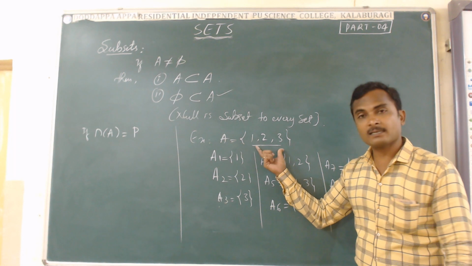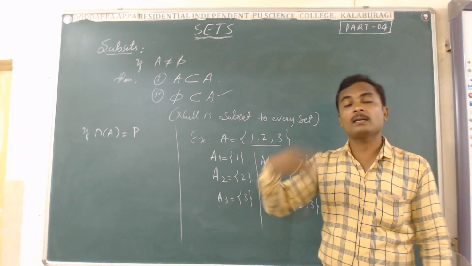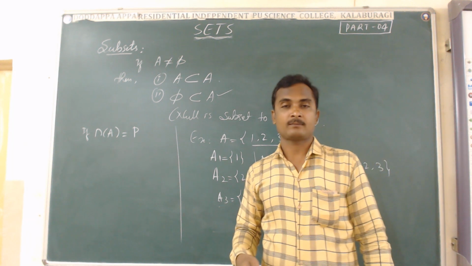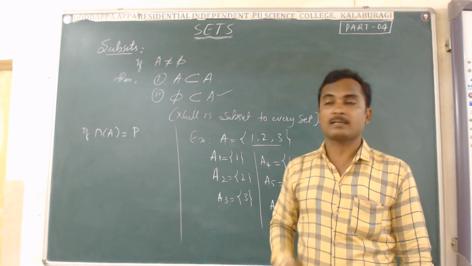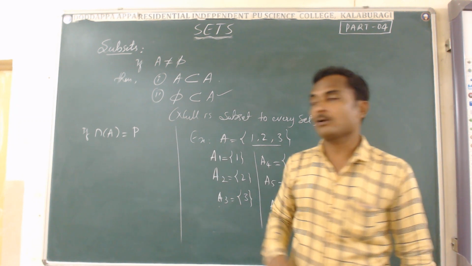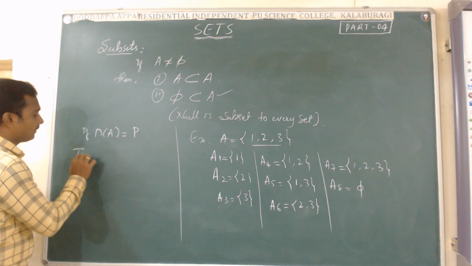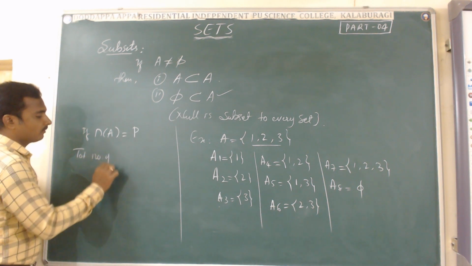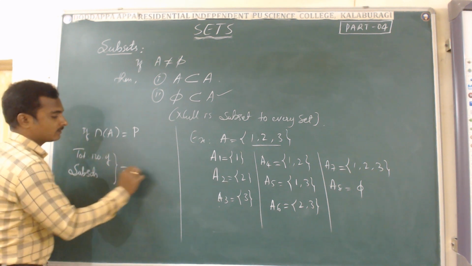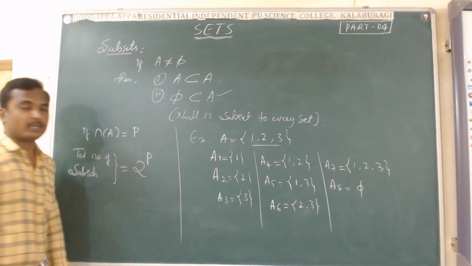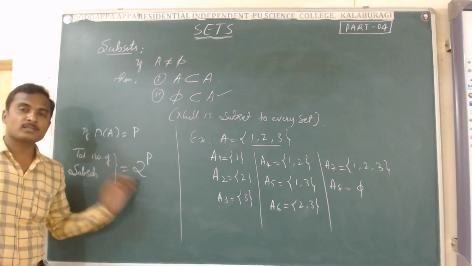So as the number of elements of the set A is P, then the total number of subsets that can be constructed using the P elements, you remember always, is equal to 2 to the power P. The total number of subsets is always 2 to the power P.